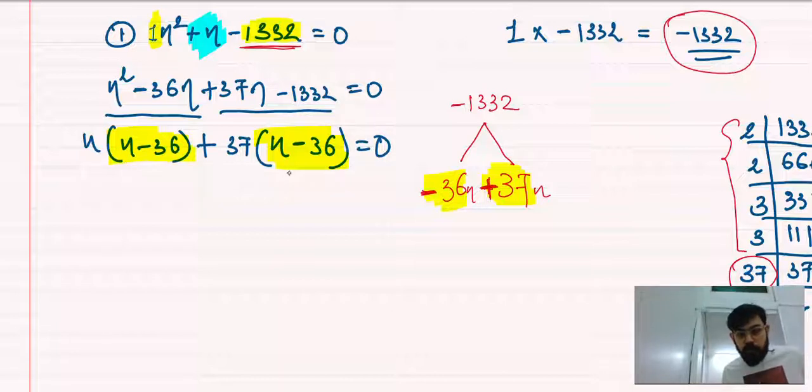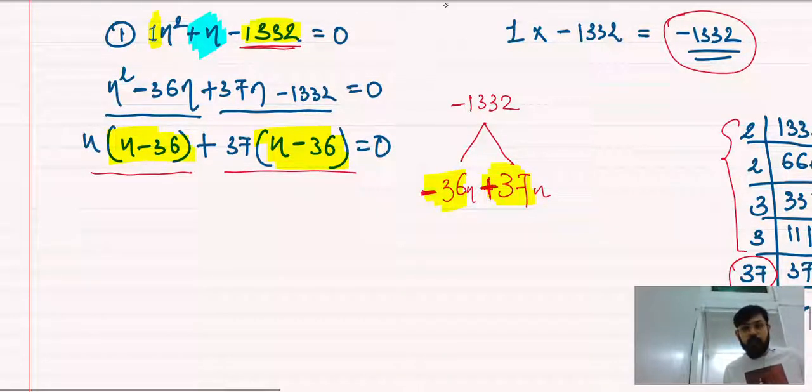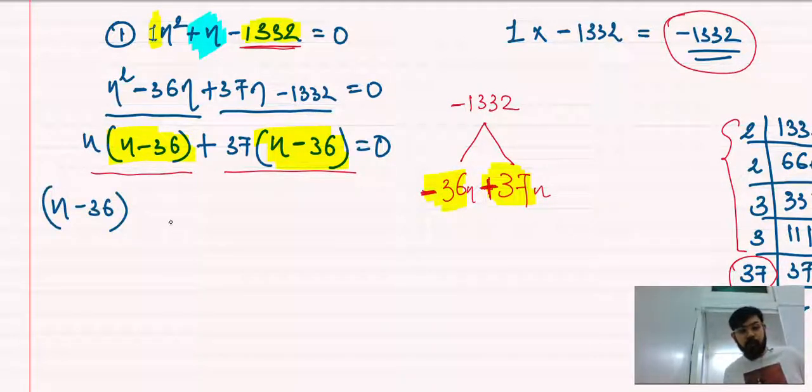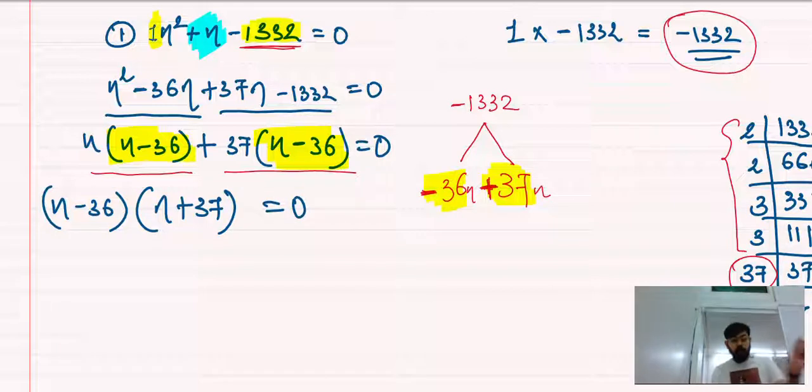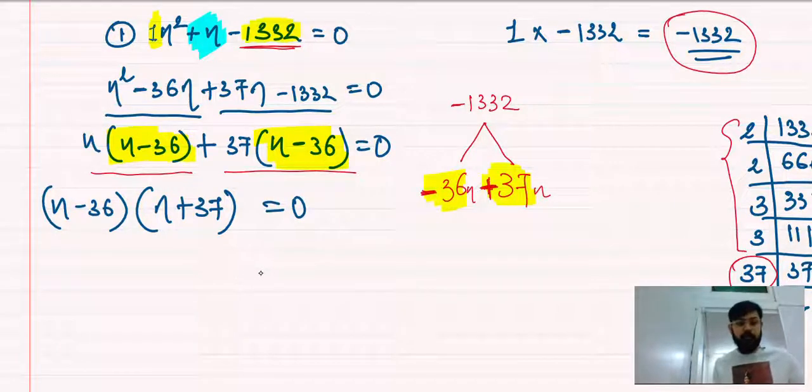Now what you do is you take out these two brackets common out of the two terms. Now remember, this is your first term and this is your second term. You take out the factors common. So n minus 36 is the common factor of both the terms. You take it out common and inside you will be left with n plus 37. Now the product of both these factors is 0. Remember, there is multiplication between the two, meaning the product of these two terms is 0.